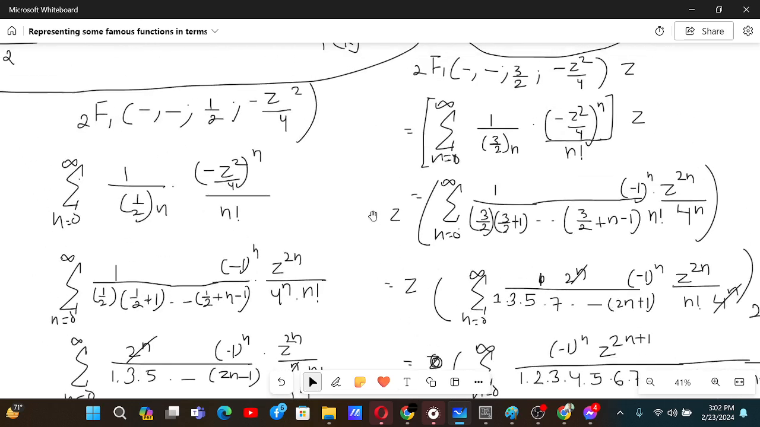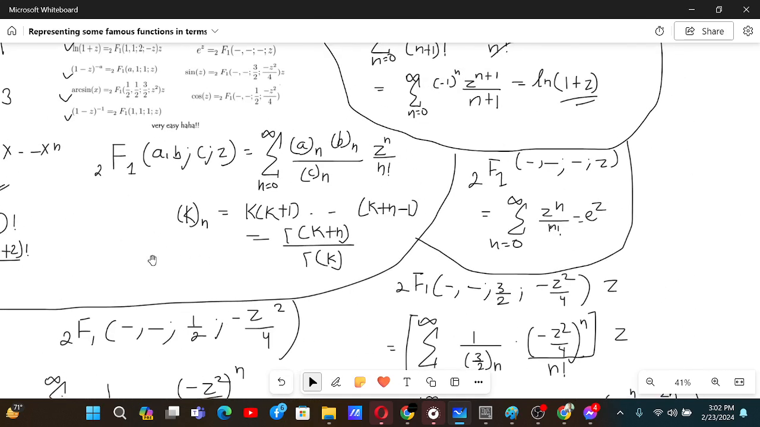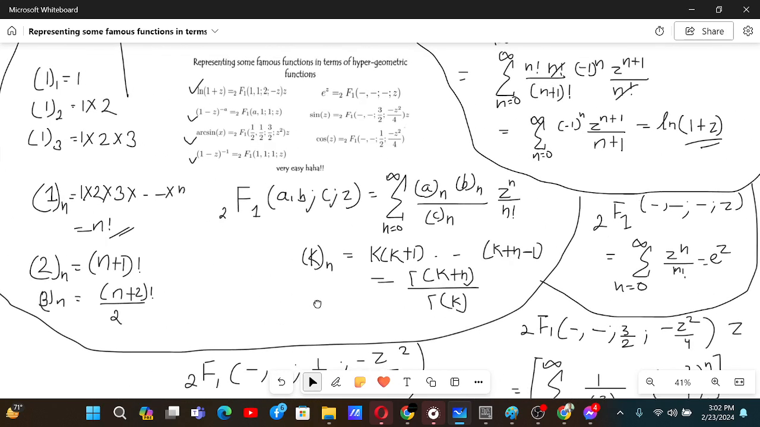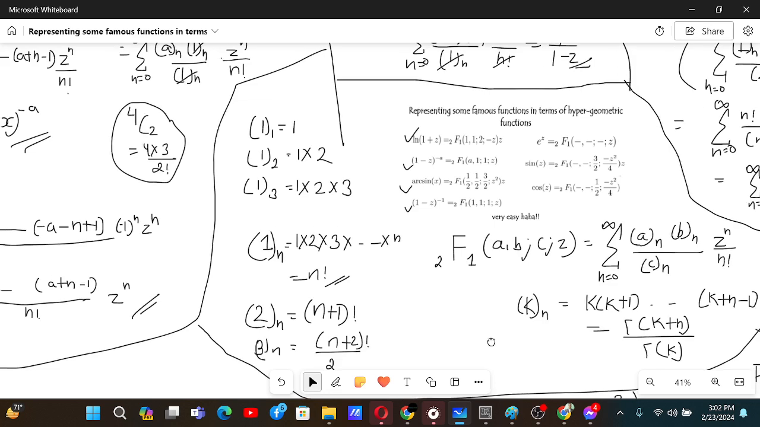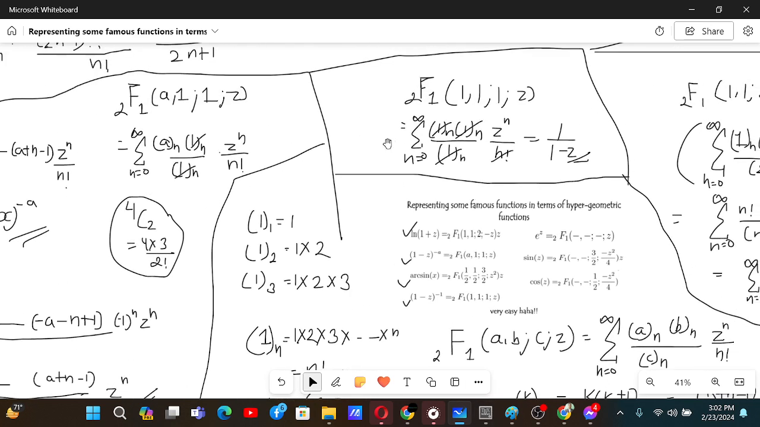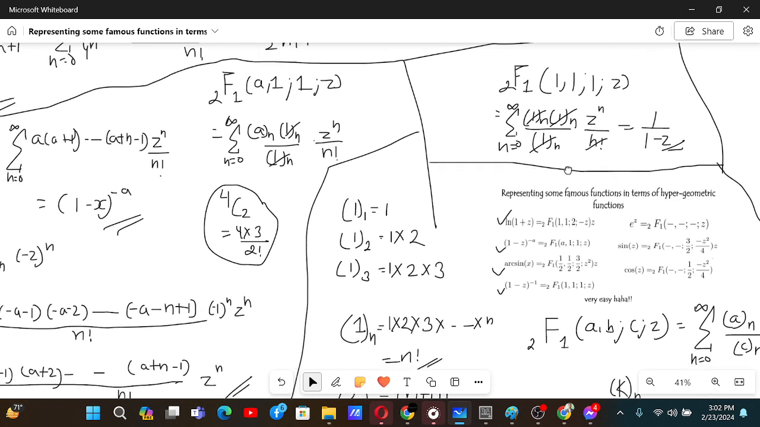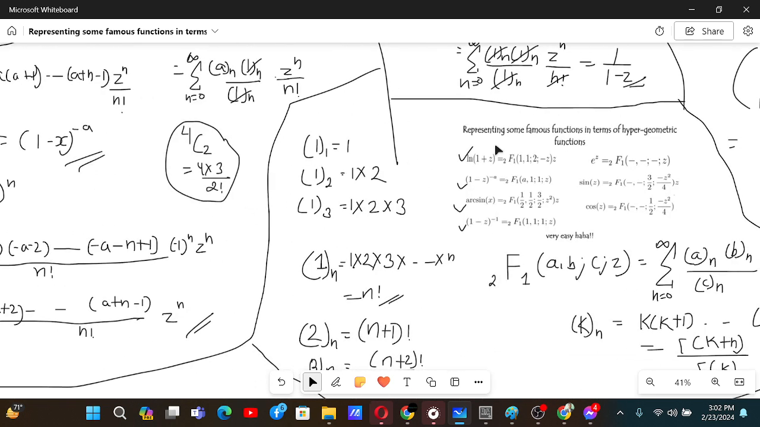So we did it for sine, cos, exponential function, geometric series, binomial expansion, arcsine x. Among all of them, arcsine was the nicest one, and logarithmic function as well.